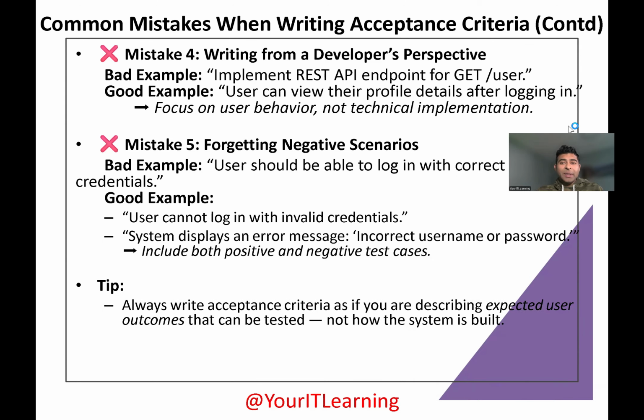To summarize, the tip is to always write acceptance criteria as if you are describing expected user outcomes that can be tested, not how the system is built. Whenever you're writing a user story, always put yourself in the position of the user. When you're writing the user story, make sure you're writing as an expected user, describing how you will see the system and how the system should behave.